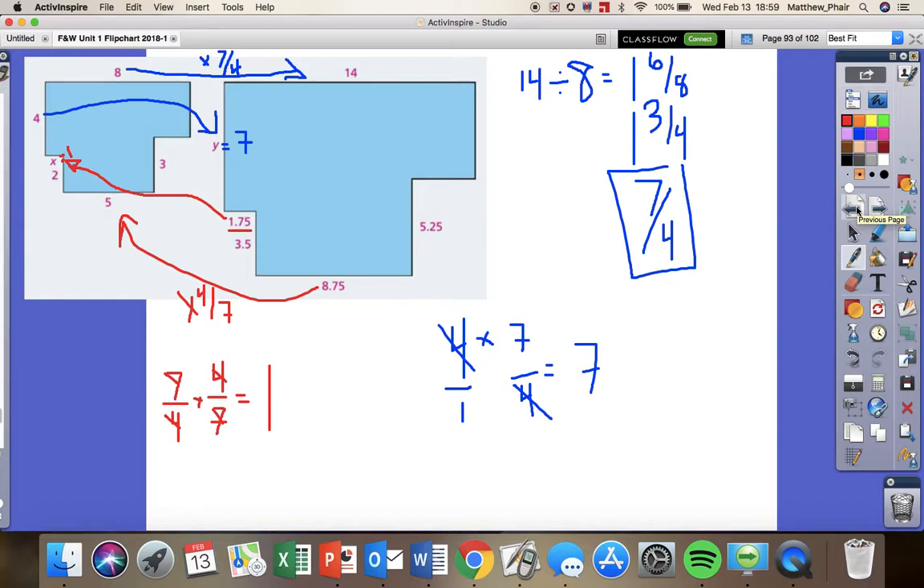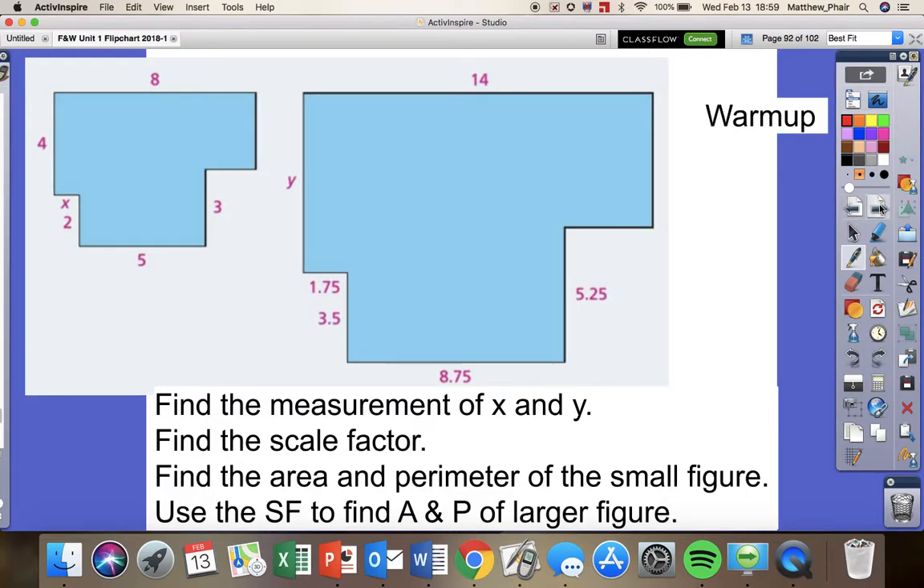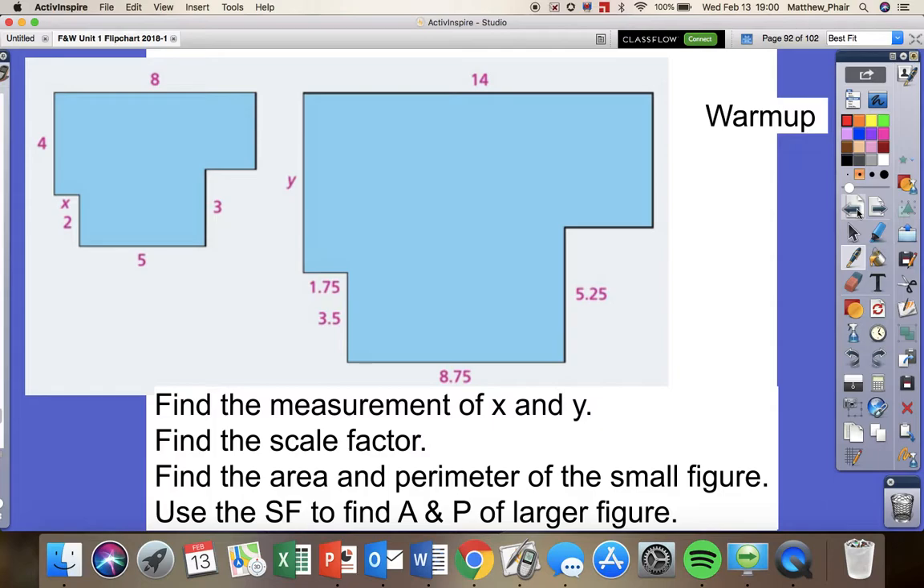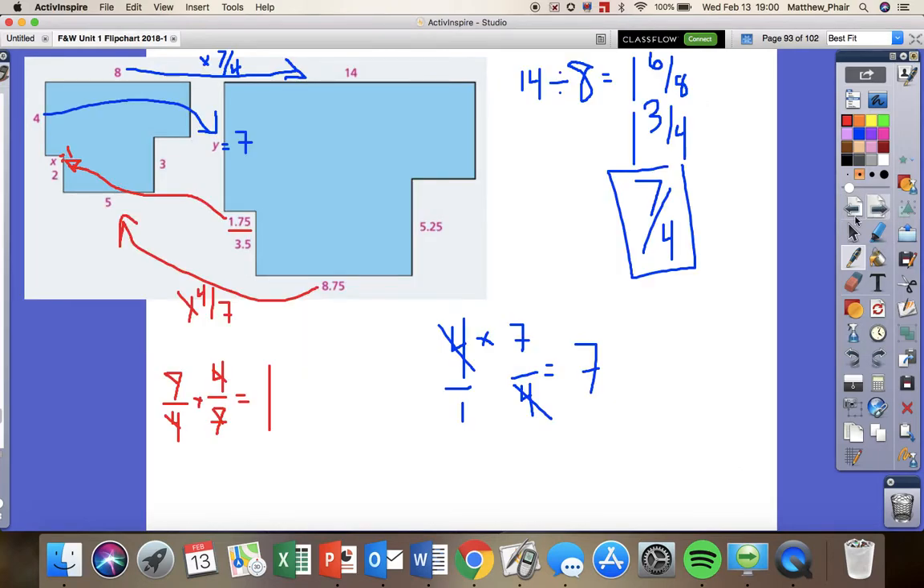So there's the first part of the warm-up. The second one asked, find the scale factor. Maybe I should have switched these two around because we've already found the scale factor. The scale factor is times 7/4 from the small into the large, and is times 4/7 from the large reducing to the small. Next, we talk about the area and perimeter of the small figure.